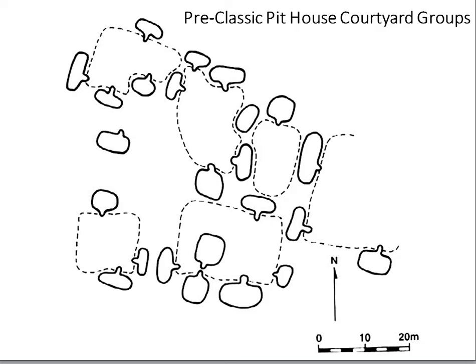Pit houses were arranged into courtyard groups around a central open space, the courtyard, where food preparation and other activities occurred. These courtyard groups probably represent extended families with multiple related nuclear families, perhaps multi-generational, that shared resources and cooperated economically.